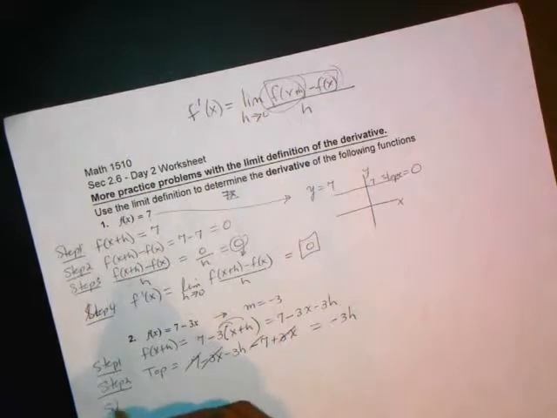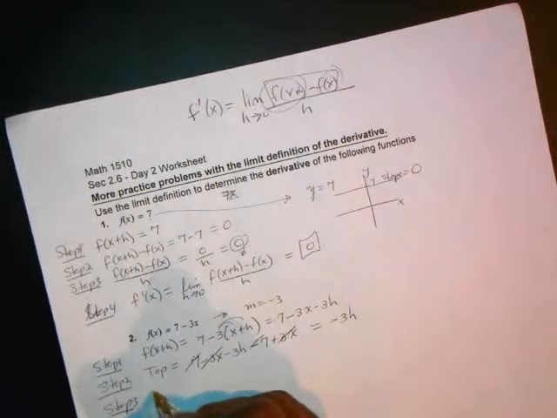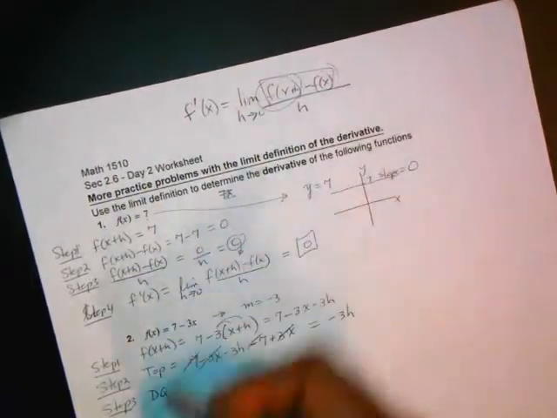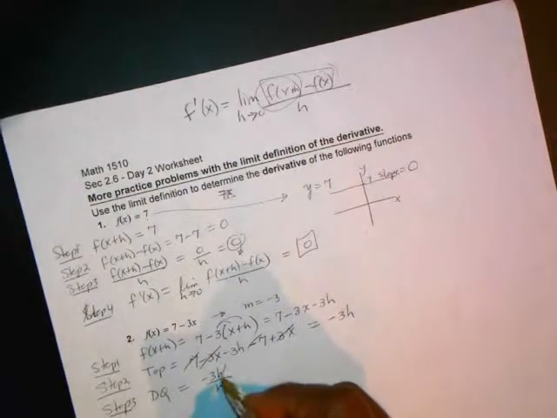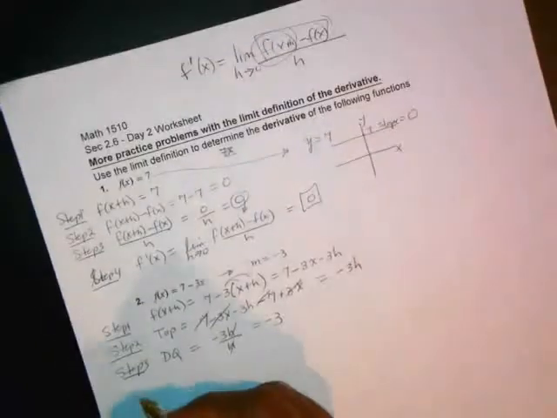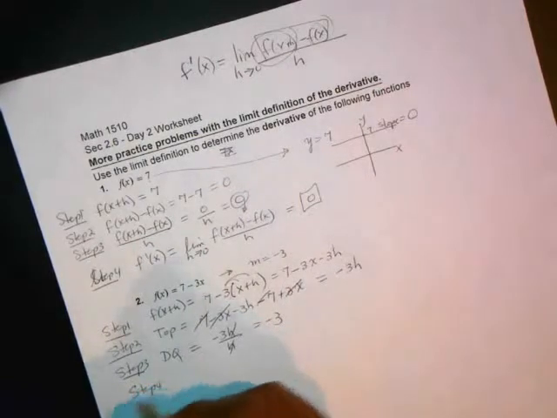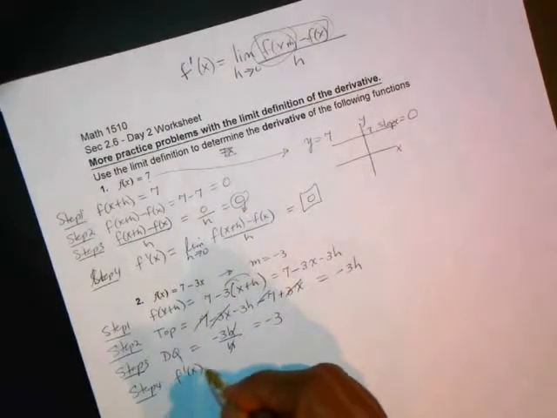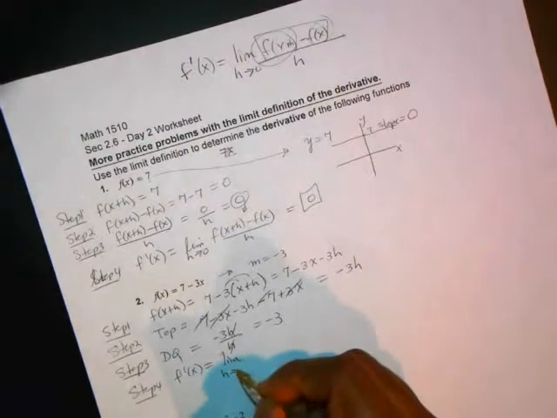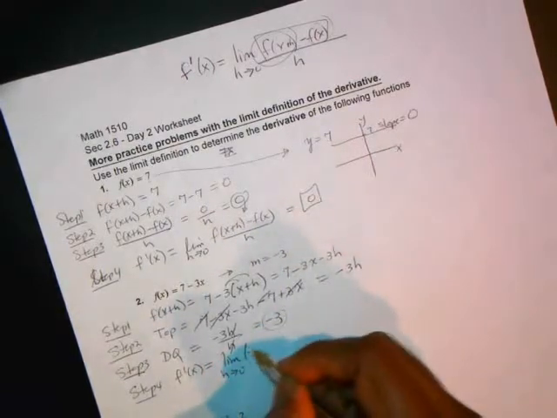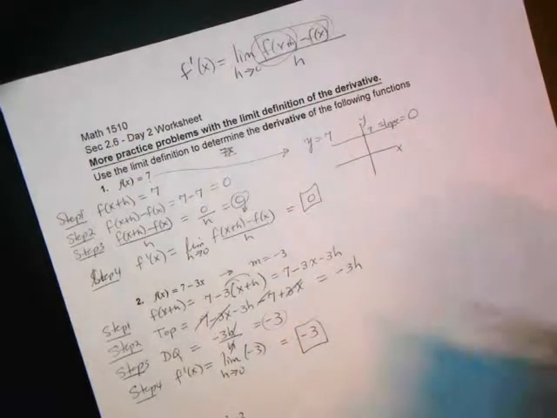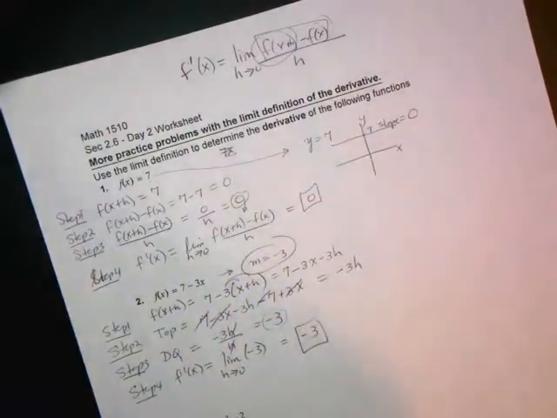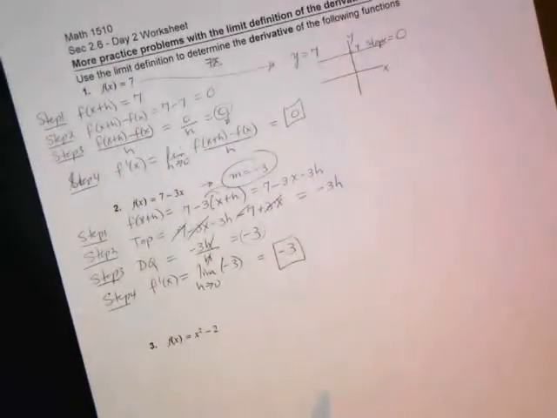In the next step, you take the top and form the difference quotient. Essentially you divide that by h. So the h's cancel, you get a negative 3. In the final step, where you find f prime, you're taking the limit as h goes to 0 of whatever you got here, but this is a constant, so the derivative is just negative 3, which is what we had guessed, because this is a line, the slope is negative 3.